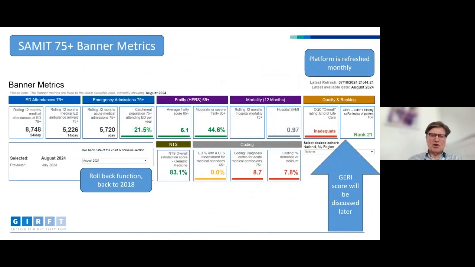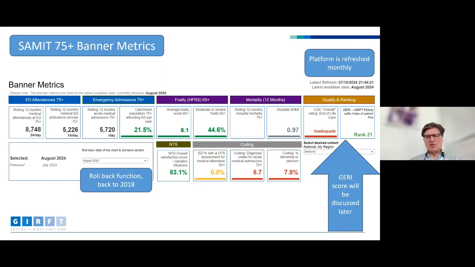So this is at the top of the banner, and I'll just pick out a few things. The hospitals are anonymized here. So the first thing is the activity. How many patients over 75 are admitted? Not frail patients, to give you a sense of activity.